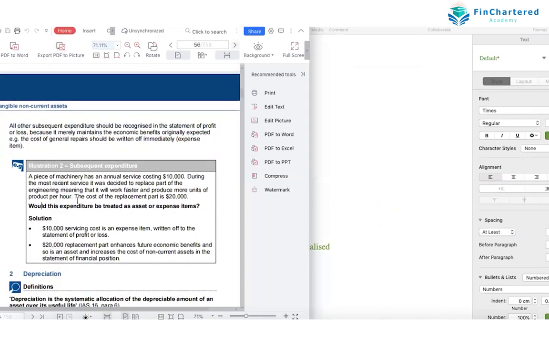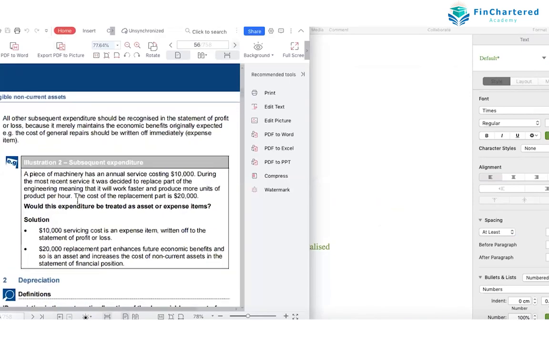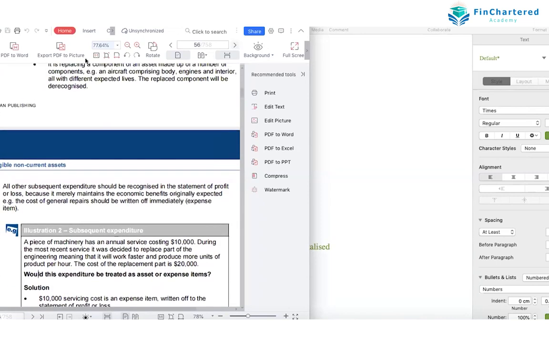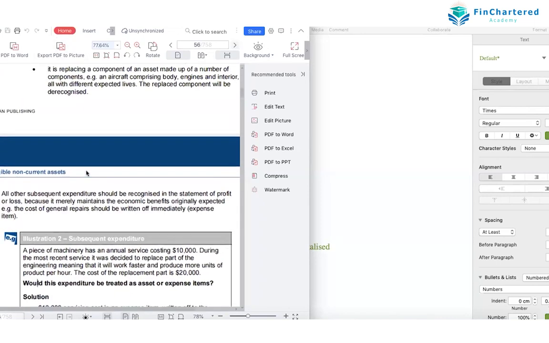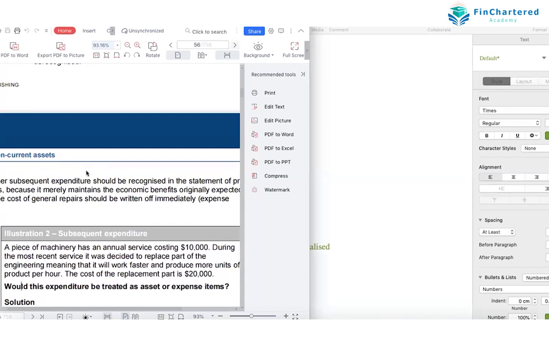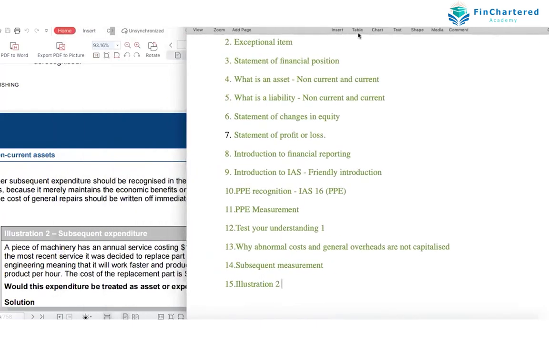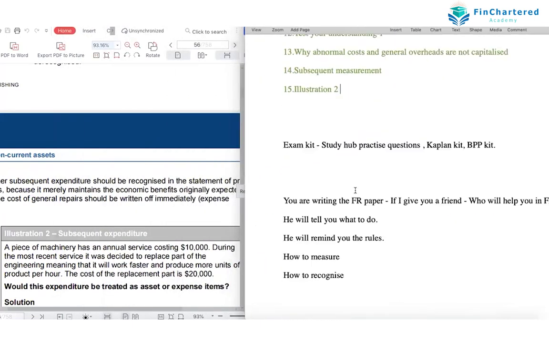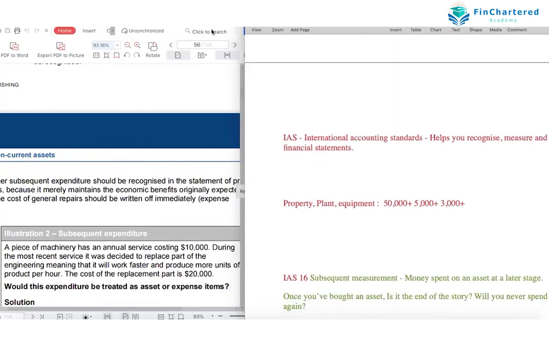Okay, a piece of machinery has an annual service costing 10,000. During the most recent service, it was decided to replace part of the engineering, meaning that it will work faster and produce more units. Okay, I'm sorry, I don't want to show you the answer. But yearly service, is it improving the asset, making the asset better, or is it just maintaining it? Every year you are servicing your car. Will the car become better? It will become faster, or it's just maintaining the car?